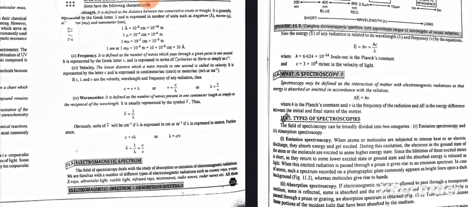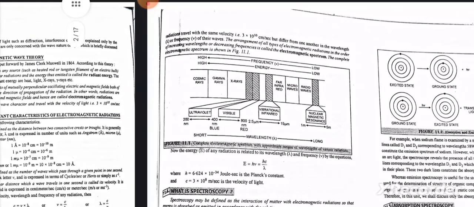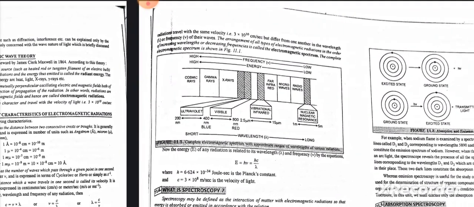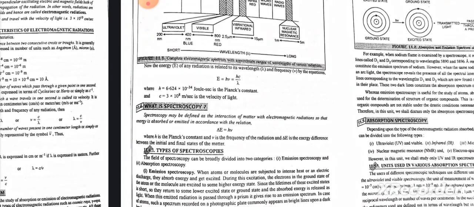All these radiations travel with the same velocity, that is 10 raised to power 10 centimeter per second, but differ from one another in the wavelength or frequency of their waves. The arrangement of all types of electromagnetic radiations in the order of increasing wavelength or decreasing frequency is called the electromagnetic spectrum. What is spectroscopy?